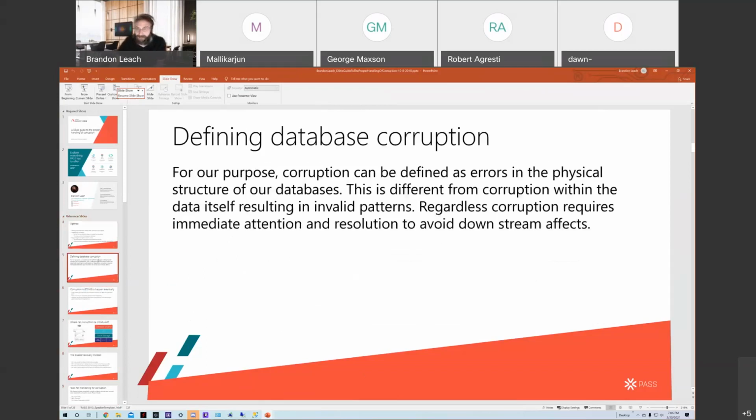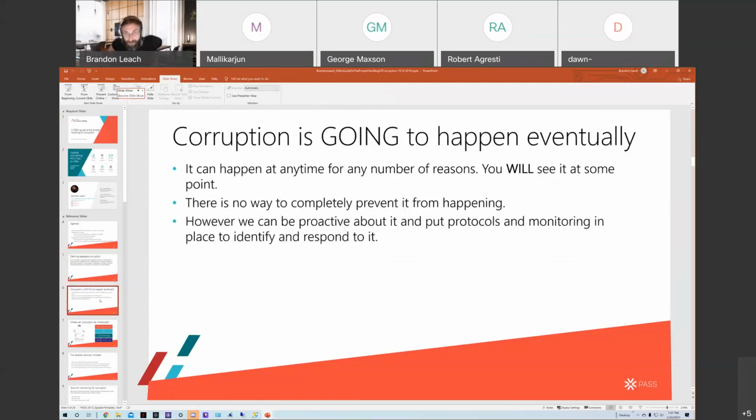So, as I said, corruption, we're defining it as the physical structure of the database not being what it should be. It has become corrupt. This could manifest in several ways. Your database may be in suspect mode, or it may be completely inaccessible, or it may actually be functioning, but you can't access certain things. You get errors when you try, that sort of stuff.